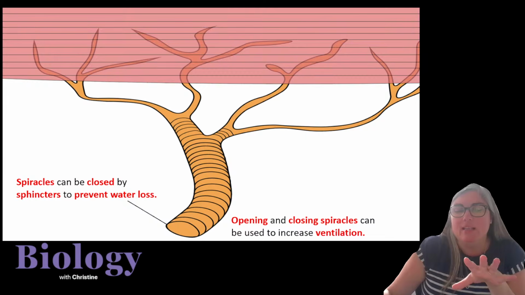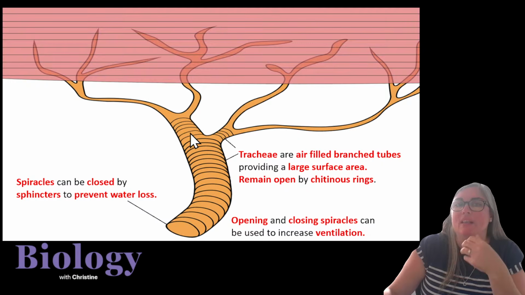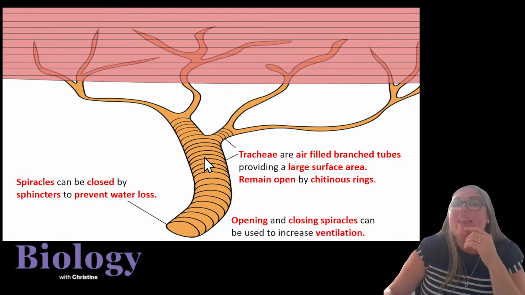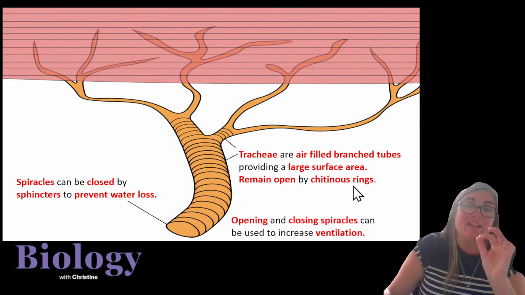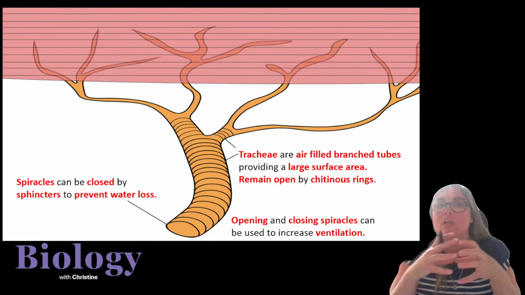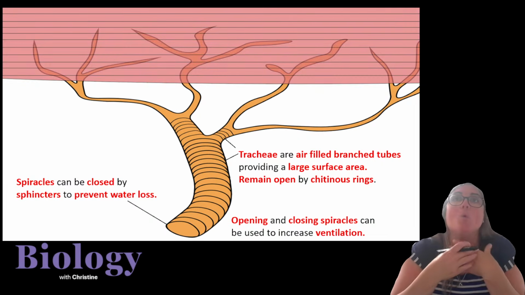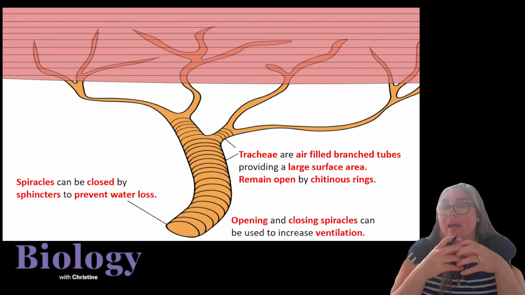So back to the insects then, and back to the way in which the tracheal system works. We know that we have these trachea, which are air-filled branched tubes. The spiracle is just the opening at the end. Then we have the trachea, and this remains open because of chitinous rings. So insects make a different polysaccharide, which is used to keep the trachea open. If we were comparing it with ours, we have our cartilage. Our cartilage is going to keep our trachea open.